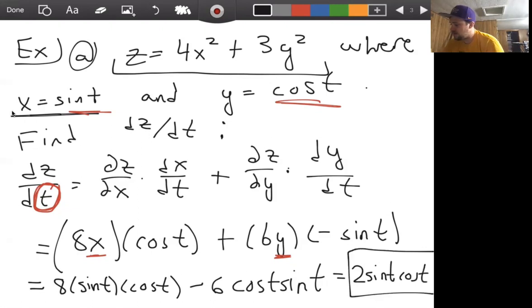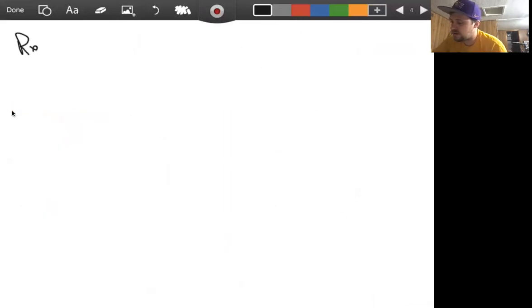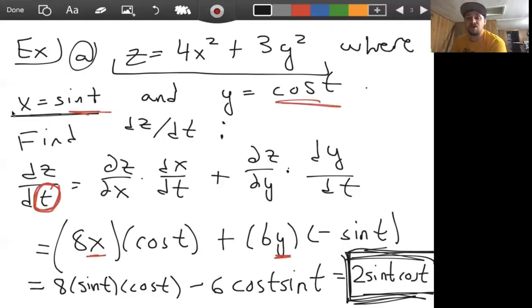And this is how we calculate dz/dt for this given function, where x and y are also functions of a different variable. I want to make a quick remark here, which is that you can substitute first and then take the derivative later.